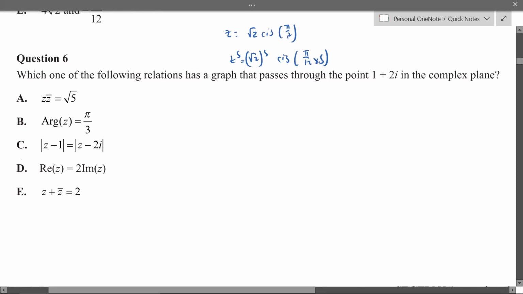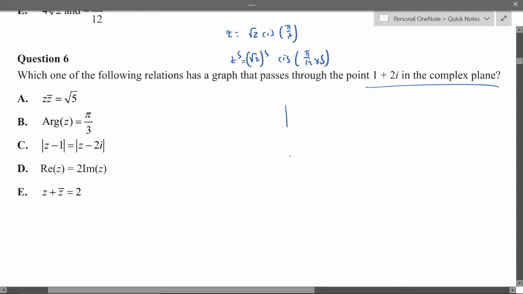Question 6. So there's a complex plane. If it's one of these questions, it always helps to draw what's happening. So we have 1 plus 2i here. This is 1. This is 2. And it's asking for which one passes through the point. Again, with trial and error, because this is trial and error, you have to start. Oh, sorry. My scale is way off. It's 1, 2.